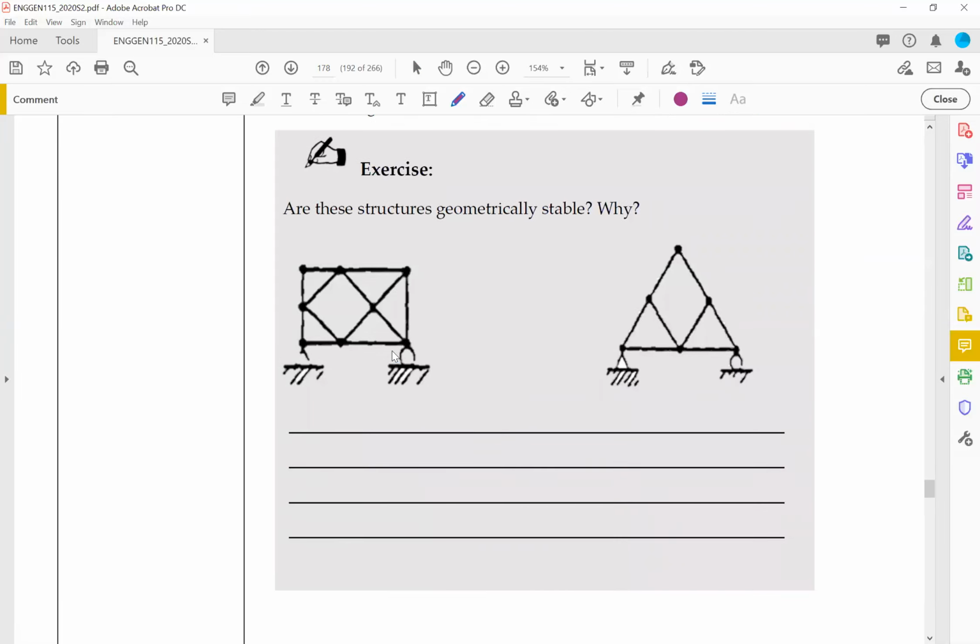This is a quick exercise for you. And I just want you to determine whether these structures are stable or unstable. Well, first I invite you to pause and try this exercise for yourself before I actually show you the results. So let's go have a look at this first one.